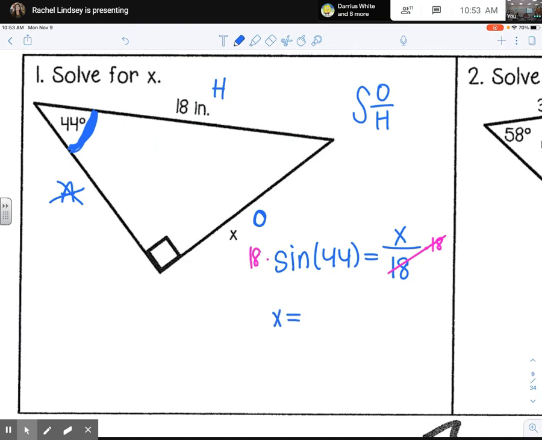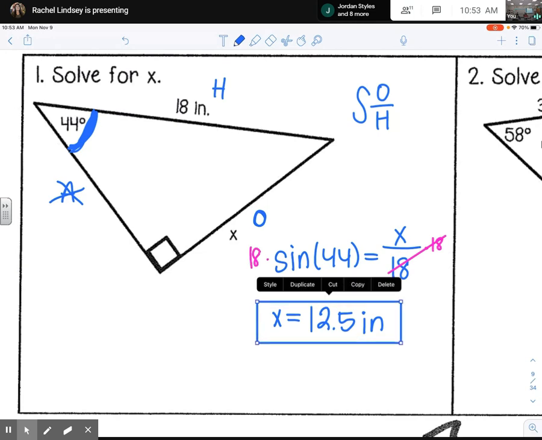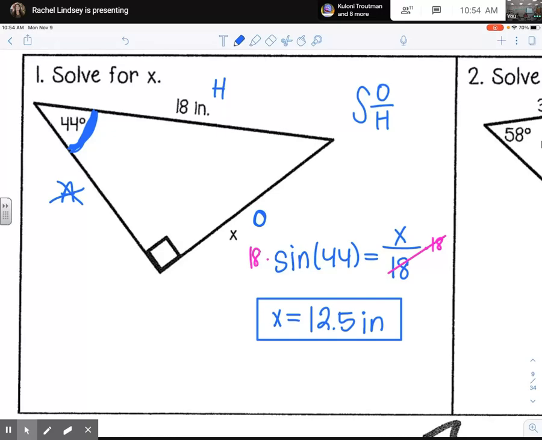12.5. So when you put it in the calculator, you will get 12.5 inches. How do you put it in the calculator? What I would do is just type in 18, then hit the sine button right above the 7, sine 44, and hit enter.